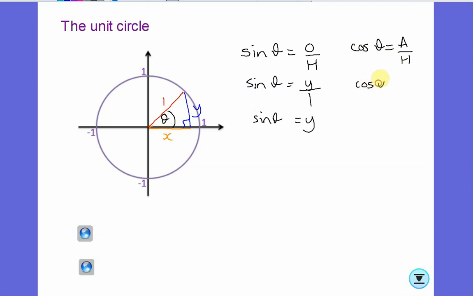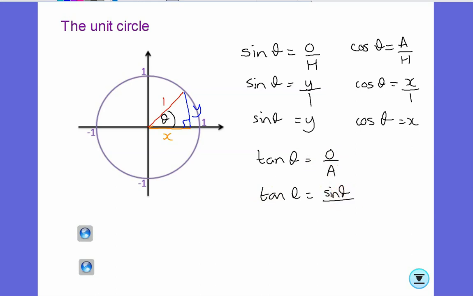So that means the cosine of the angle would be, well, x over 1. So x, the horizontal distance, will always be equal to cos theta. We do the same with the tan ratio. Tan theta is opposite over adjacent. Well, actually, the opposite we've just said is y, but we also know that is sine theta. And adjacent is cos theta.